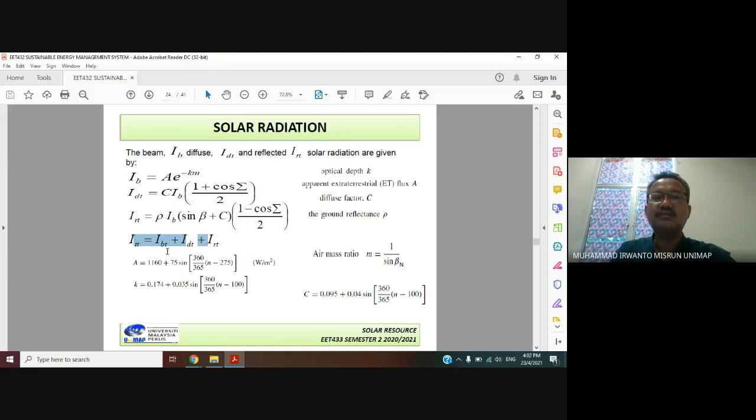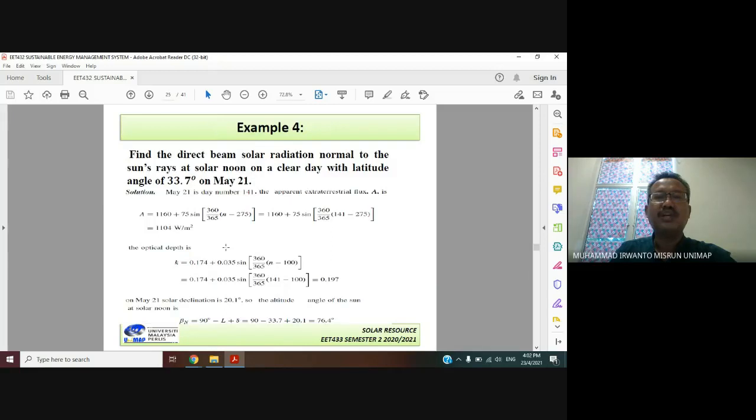Now, for example, find the direct beam solar radiation normal to the sun's rays at solar noon on a clear day with latitude angle of 33.7 degrees on May 21st. Here we want to calculate the beam solar radiation.